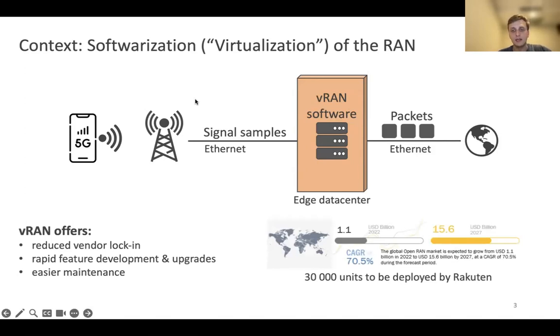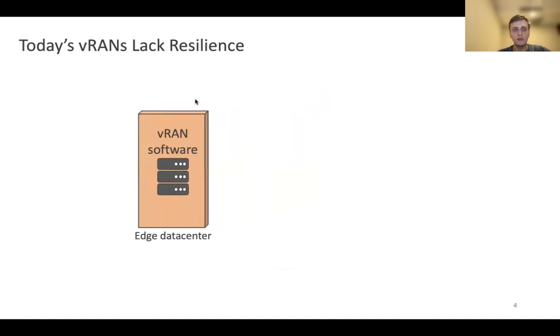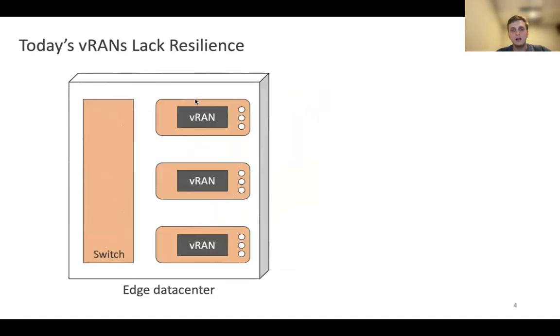Now, let's take a look inside a typical edge data center deploying VRAN. The data center contains a set of servers running the VRAN software. The servers are interconnected with a switch, which is also used to connect the data center to the cell sites over the front-haul Ethernet interfaces.